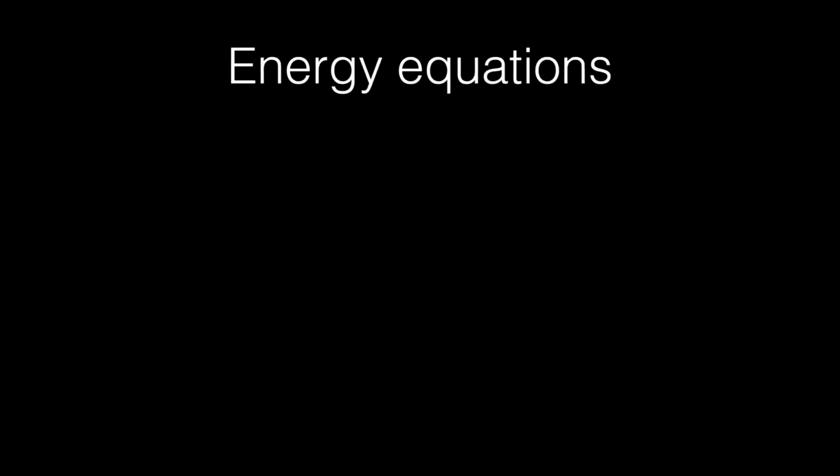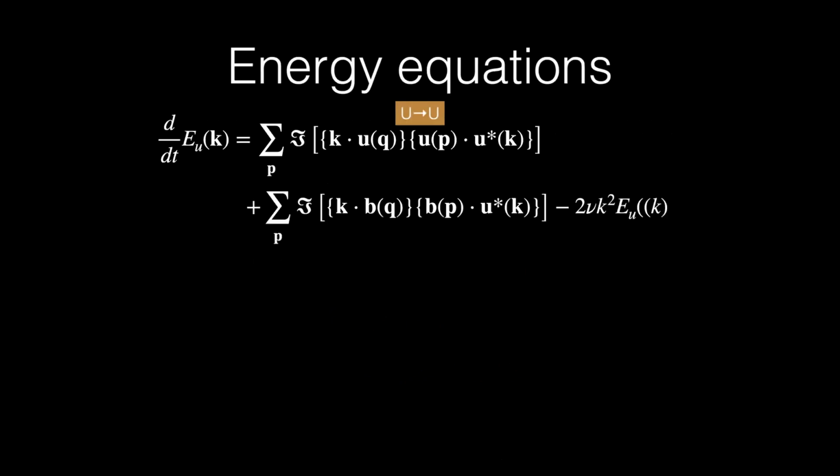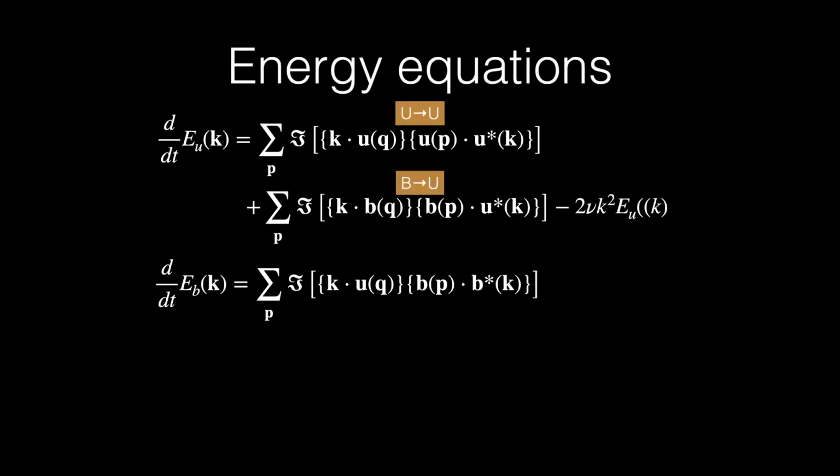For MHD, there are lots of fluxes. In fact, every term gives a different kind of energy transfer. So this U dot grad U is the usual hydrodynamic U to U transfer. Then we have this term, which is B giving to U. So there is energy transfer between U and B, and this term is responsible for that.